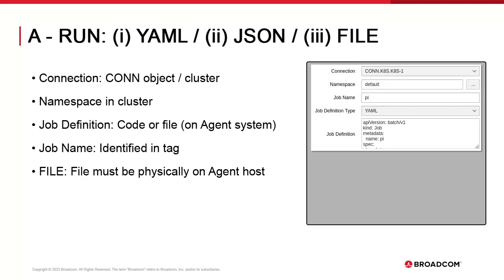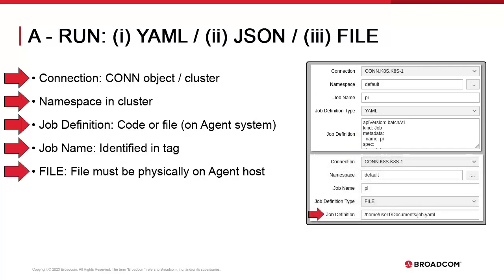Let's start with YAML, JSON, and file job definition, since they're the most straightforward. You need a connection object to connect to the cluster and specify the namespace where the job is to execute. The two types, YAML and JSON, are the supported formats, and you simply copy and paste the code of the job in the job definition field. The definition contains a job name, which should be reflected in the job name field. If you wish to submit from a file, then this file must be present on the agent system. You indicate the path and the name.